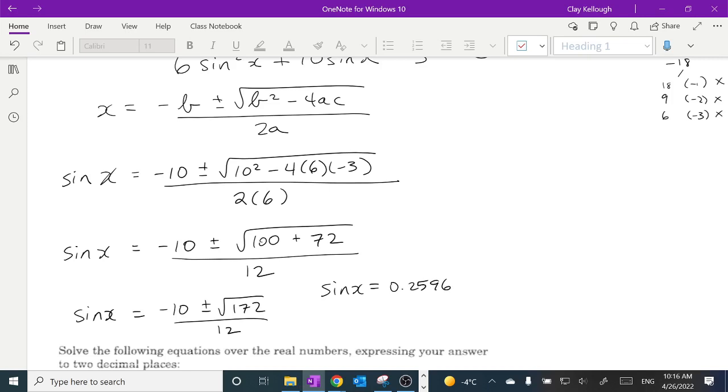0.2596. So there's one answer. Okay, let's just finish off that answer. Sine has to be positive, right? Because it says that that's a positive number. So using my diagram here, I'll make a diagram up here. Where is sine positive, folks? In quadrants 1 and 2.